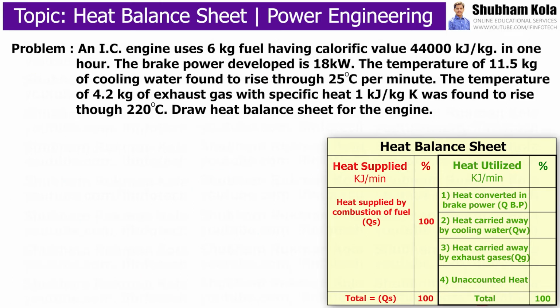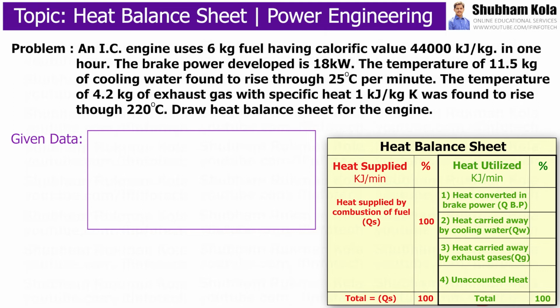Now we'll draw the heat balance sheet for a given problem. The statement is: an IC engine uses 6 kg of fuel having calorific value 44,000 kilojoule per kg in 1 hour, and the brake power developed is 18 kilowatt. The temperature of 11.5 kg of cooling water is found to rise through 25 degrees Celsius per minute. The temperature of 4.2 kg of exhaust gas with specific heat 1 kilojoule per kg Kelvin was found to rise through 220 degrees Celsius. Draw the heat balance sheet for the engine.